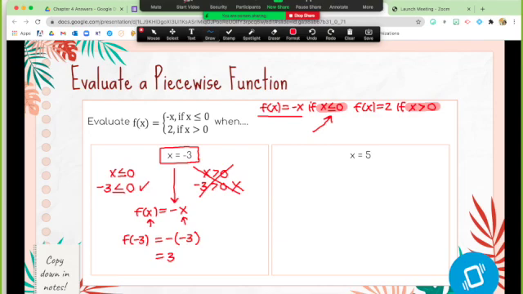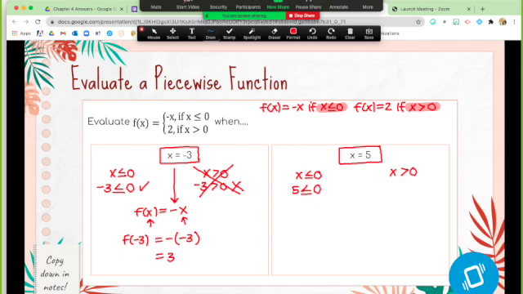Let's try out the other problem here. The other problem says x is equal to 5. Again, let me erase these parts. I'm only going to be looking at the statements being made where x is less than or equal to 0 or x is greater than 0. So if x is less than or equal to 0, is that a true statement? It is not, so I'm canceling this one out.